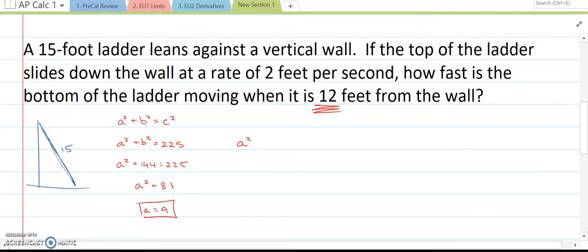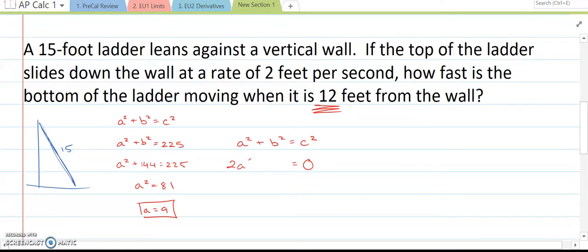I said a squared plus b squared equals c squared. And we established already that c squared is going to have to be the same value over and over again. It cannot change. So when I go and do the derivative of c squared, I have to keep it a constant value. It's going to be 0.